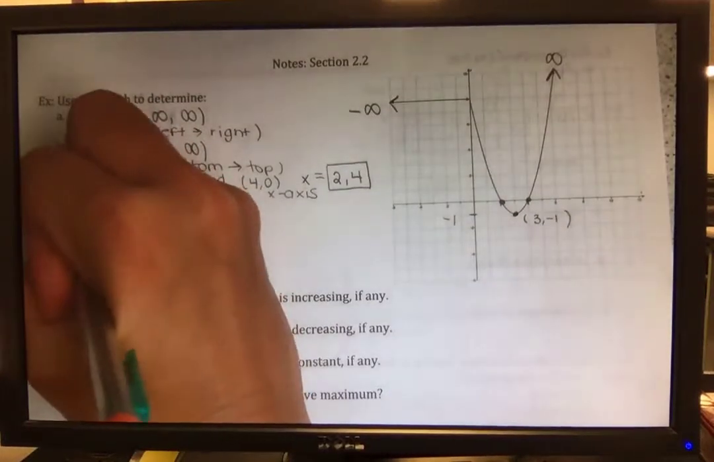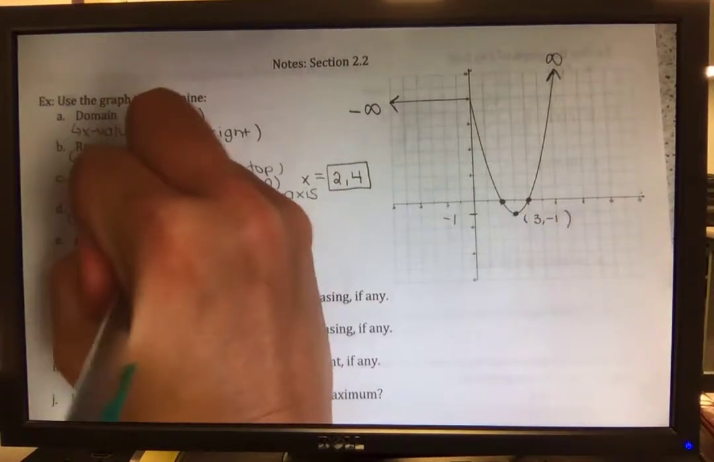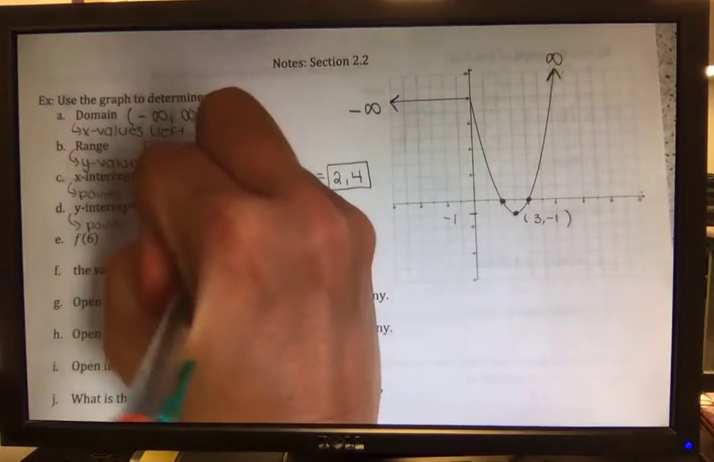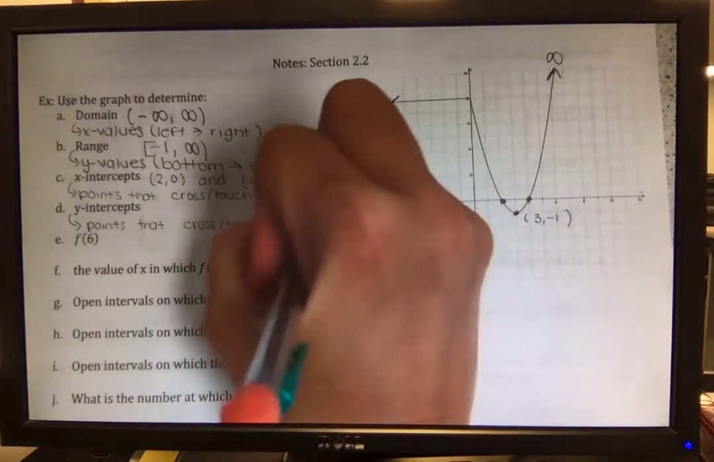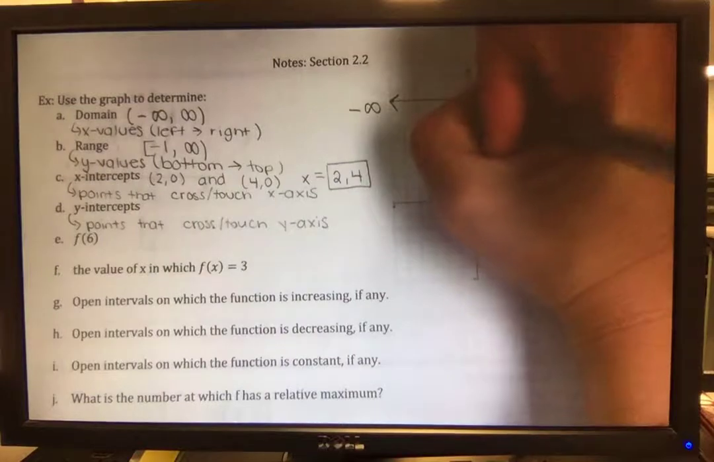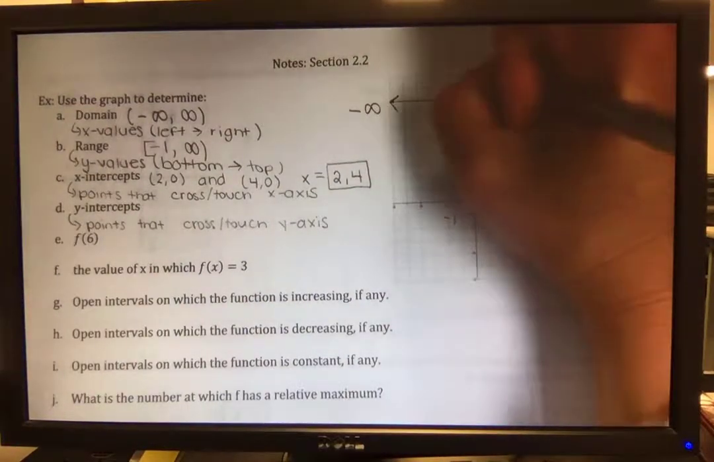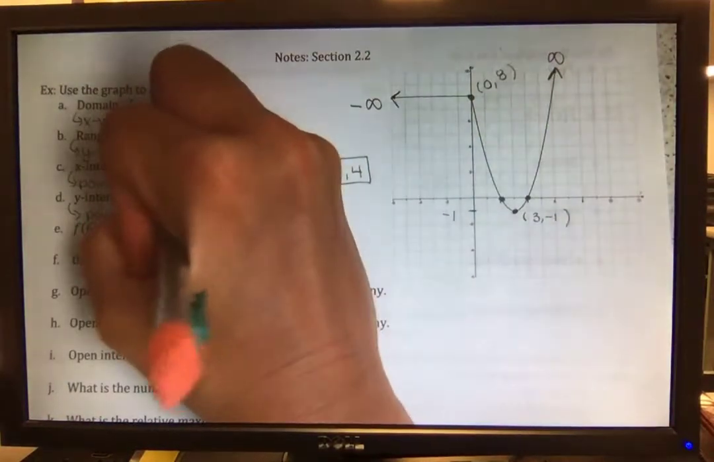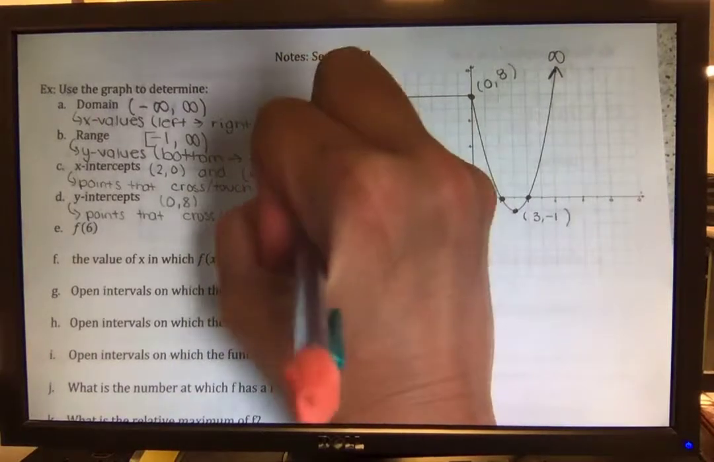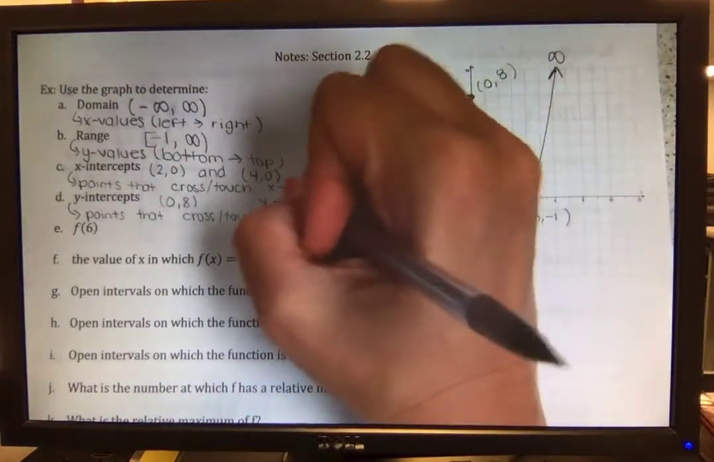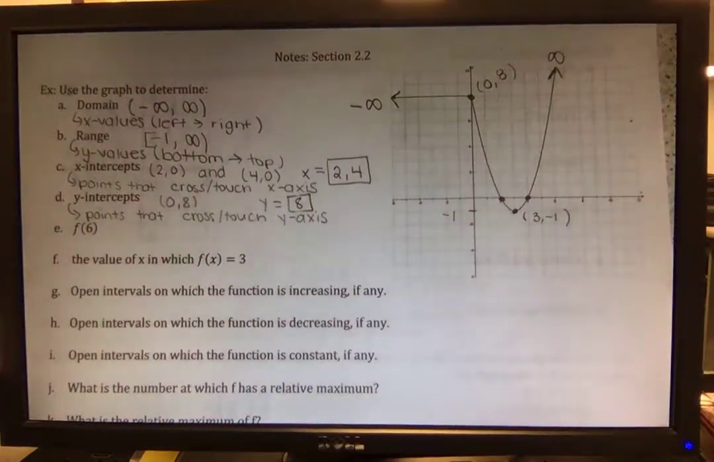Our y-intercept now, for example D, these are the points that cross or touch our y-axis. Hitting our y-axis, we have this one point up here. This point will give us 0, 8. So that point is 0, 8. And if it just wants the value, our y value is going to be 8. So just 8.